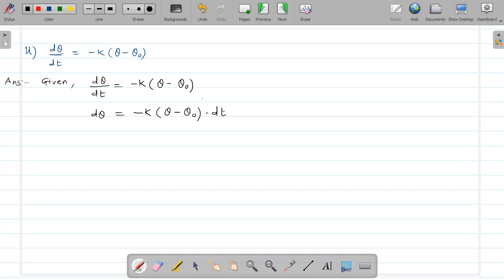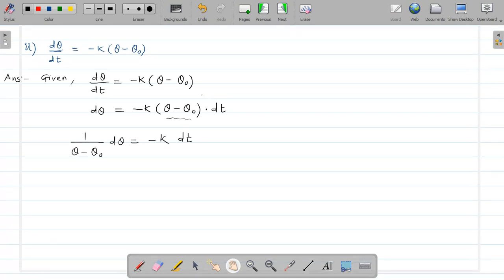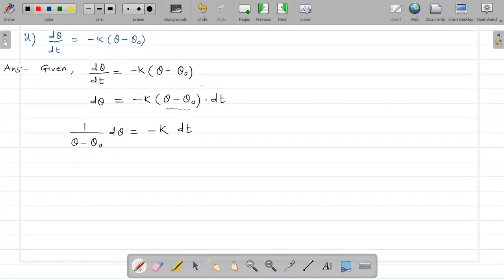Now the sides of theta and t are fixed. The terms of theta should be on the left hand side and the terms of t should be on the right hand side. So you have to transfer this theta minus theta 0 to the left hand side. So it becomes 1 upon theta minus theta 0 into d theta is equal to minus k into dt. Minus k is constant here. So the separation of variables is completed. Now we will integrate both sides. So integrating both sides.